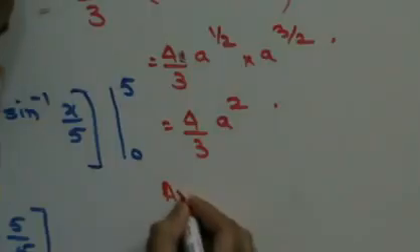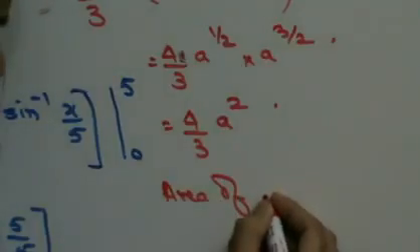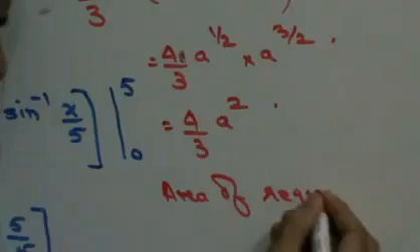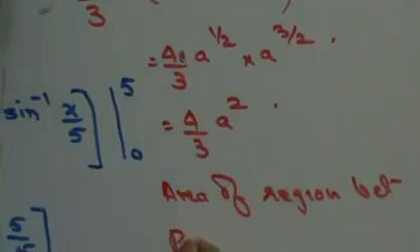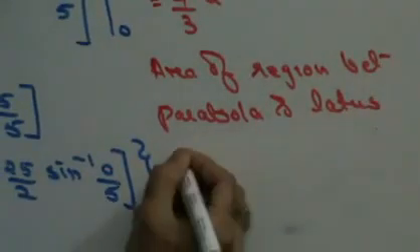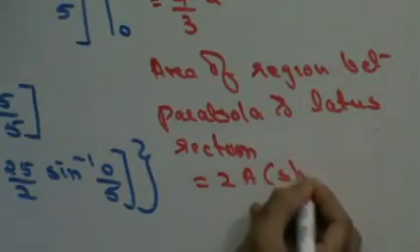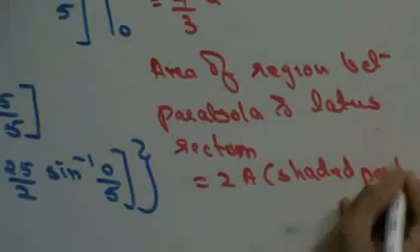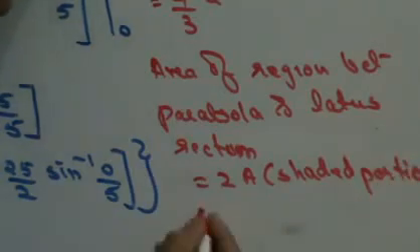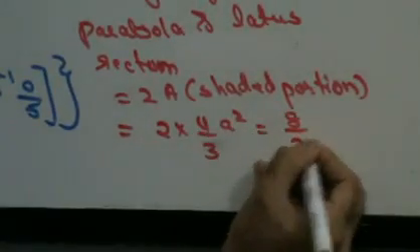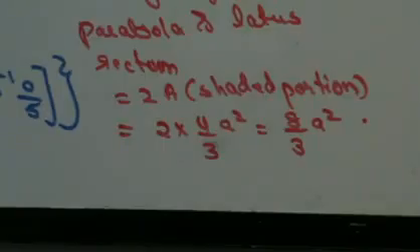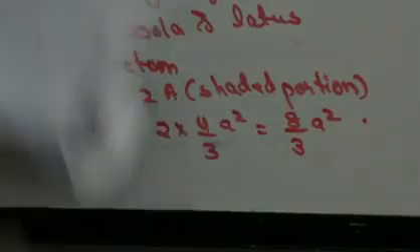But what is the area of the region between the parabola and latus rectum? It is nothing but twice the area of the shaded portion. The figure is symmetrical on both sides of the axis, so it's going to be the same. So 2 into 4 by 3 a square, that's 8 by 3 a square. That's going to be my area of the region that is bounded between the parabola and latus rectum. Next.